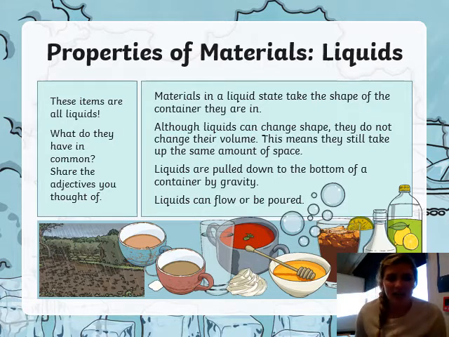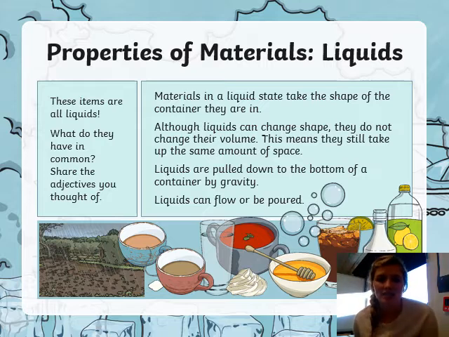Okay, liquids. Here are some examples of some liquids on the bottom. So liquids can take any shape of the container that they're in. So they can take the shape of a bowl, a water bottle, a cup, okay, they will fill the space. Although they can change shape, they cannot change their volume. So this means they still take up the same amount of space. They don't get bigger, they don't get smaller, so there's no more or no less liquid once it has moved into a different container.